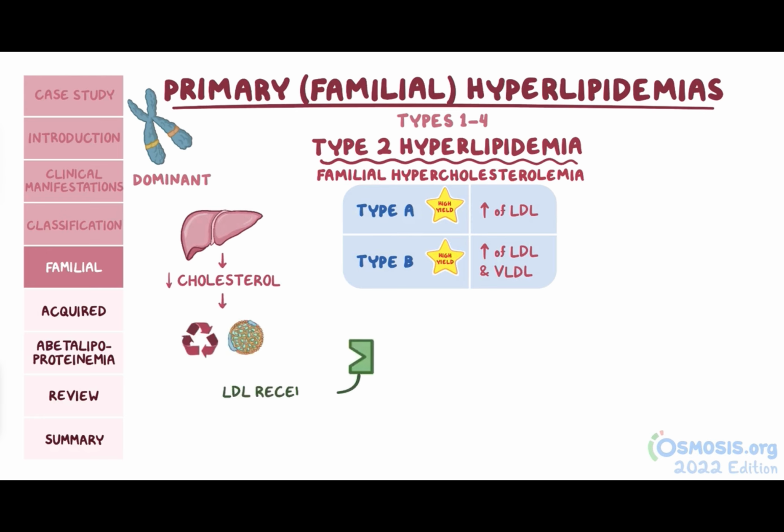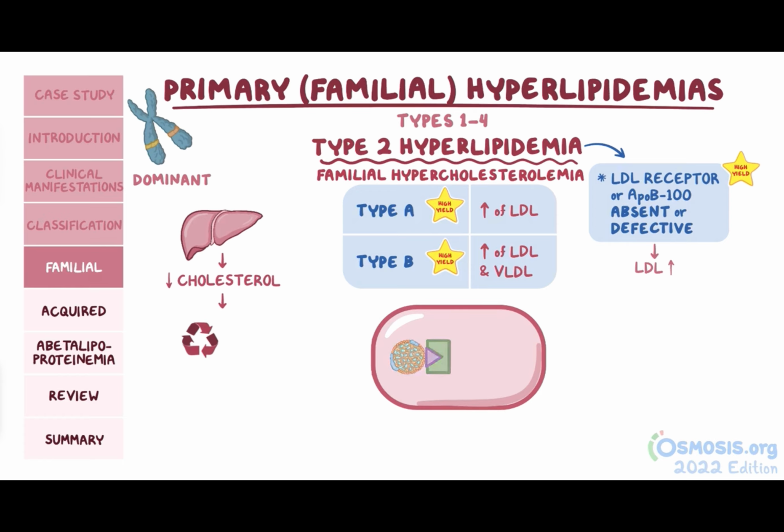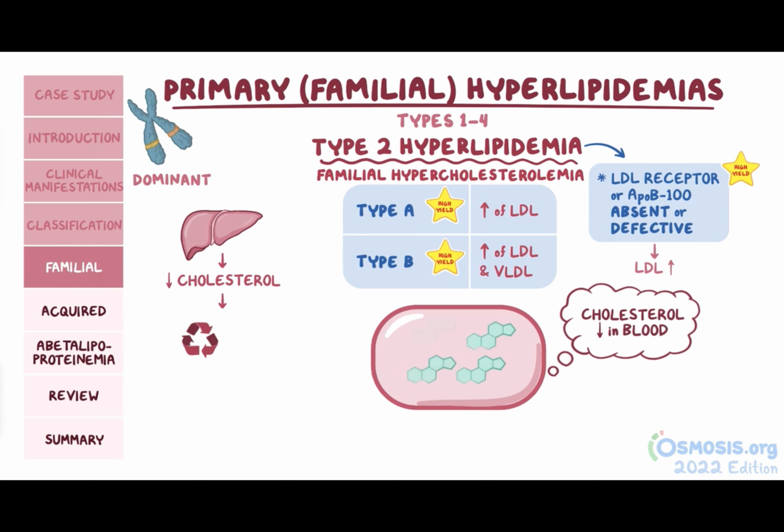LDL attaches to its own LDL receptor on the surface of liver cells, and with the help of a protein called apolipoprotein B100, or ApoB100, it enters the liver cells. So in this condition, either the LDL receptor or ApoB100 are absent or defective, causing LDL levels to go up. Because the liver cells aren't getting any LDL back, they begin to think that cholesterol is actually low in the blood, and so they start making even more cholesterol and sending them out in VLDL.